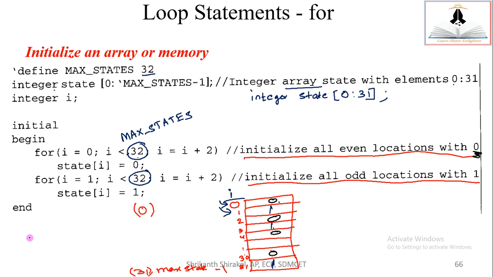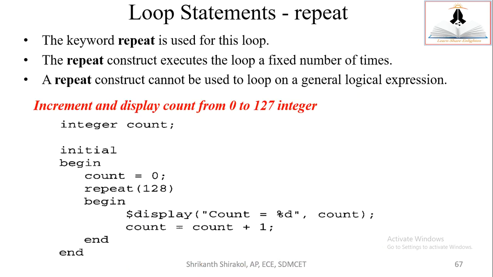So this is how the initialization of odd and even locations is done. The name given to these memory allocations is state. State of 0 is this, state of 1, state of 2, state of 3, it's been given like this. If I want to access this particular memory location, I write it as state of 30. This is how I access this particular location. Okay, I hope the things are clear now.